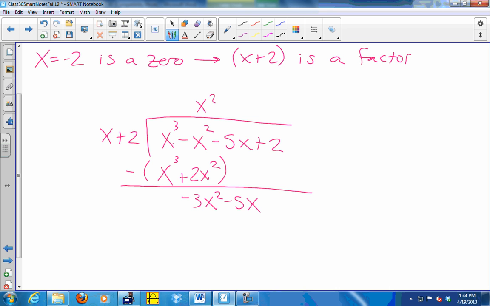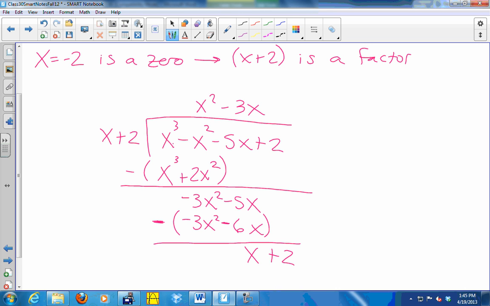Then you start again. What do you multiply x by to make negative 3x squared? Negative 3x. Multiply it out. Negative 3x times x is negative 3x squared. Negative 3x times 2 is negative 6x. Subtract. The 3x squareds cancel. Then I have negative 5x minus negative 6x. So it's really like plus 6x. So I have negative 5 plus 6 is just x. And then I bring down the plus 2.